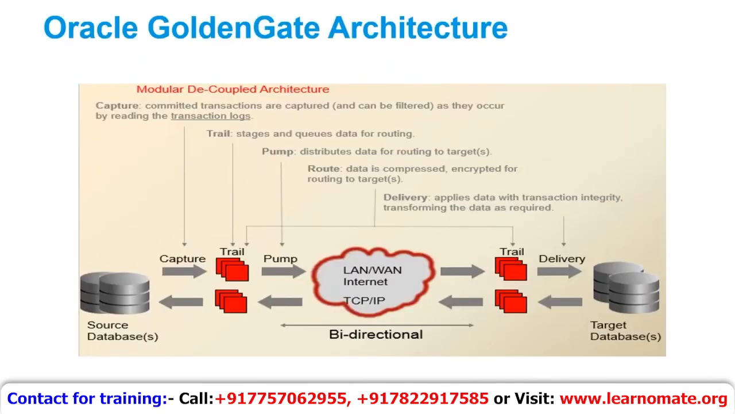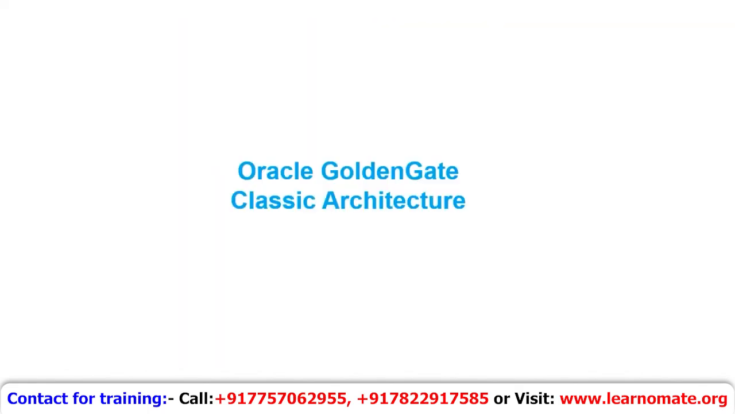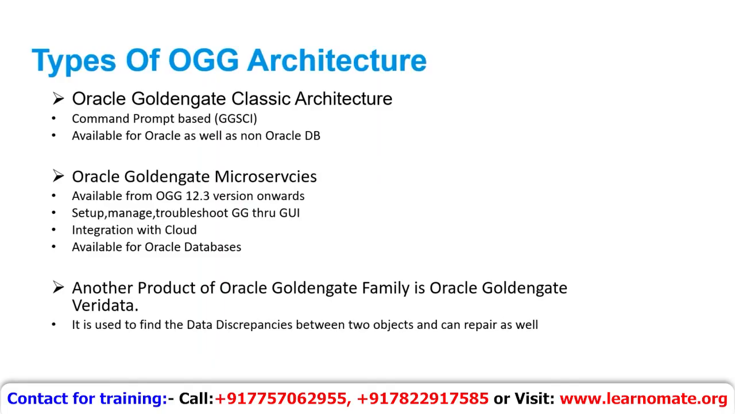So Oracle GoldenGate classic architecture looks like this. You have source database and target database. The capture process or extract process reads the data from source database and writes it to local trail. The pump process reads the data from local trail and writes it to remote trail, and the replicate process applies it to target database.